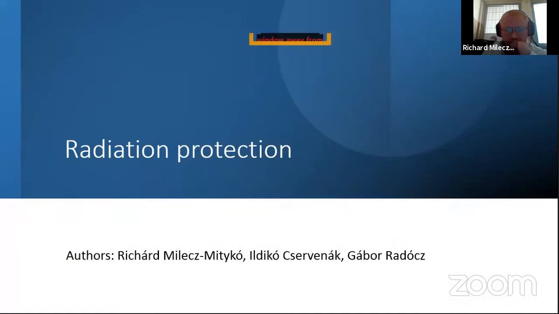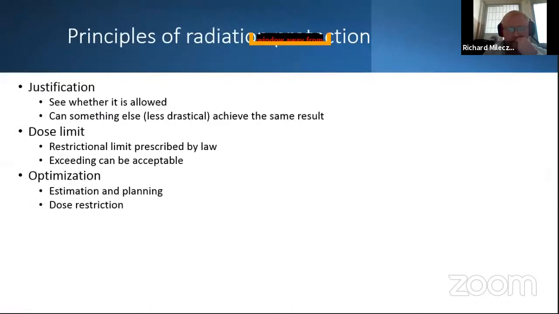Good day, everyone. My name is Richard Miletsmitko, and I'm here to give a presentation about radiation protection. For starters, let's go over the principles of radiation protection. At the point of justification, first we check if what we are trying to do is allowed or not. For example, mixing radioactive material into food or children's toys is simply not allowed. Then, we check if what we are trying to achieve can be achieved via other methods, which are less drastic.